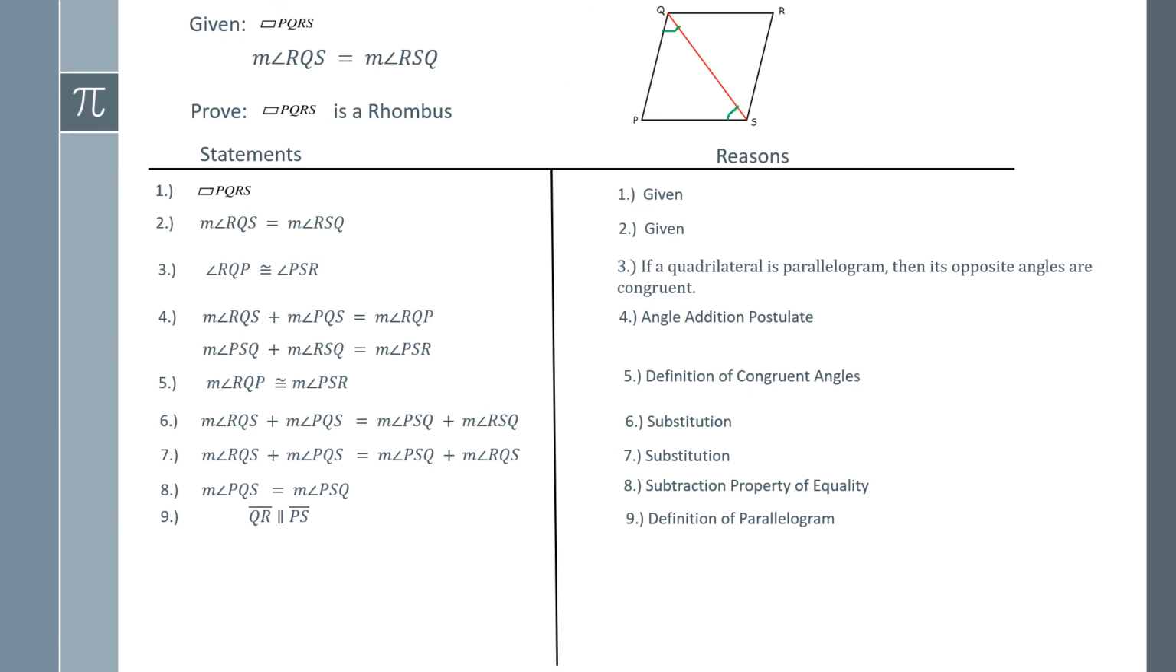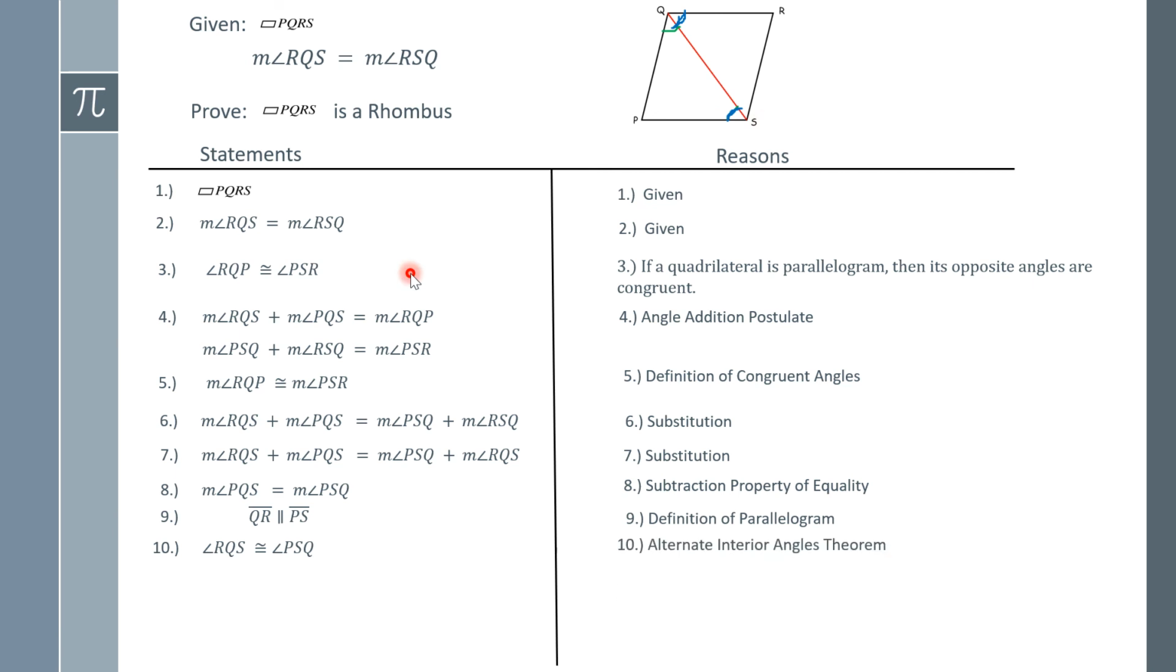So I've got this angle right here will also be congruent to this angle. So that's going to be our statement here. RQS, right here, RQS is congruent to PSQ, and that's going to be by the alternate interior angles theorem.